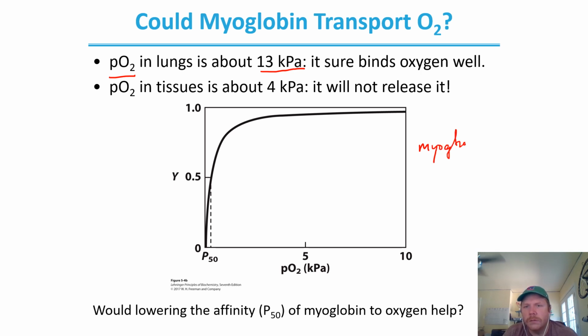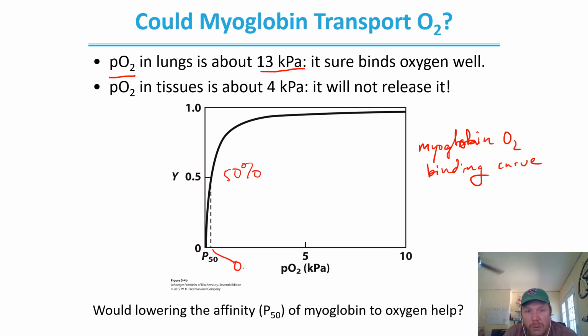myoglobin O2 binding curve, what we have is our P50. We're about 50% saturated at, let's call that, I mean, if we scaled this, that would be like 0.25 kPa, something fairly low. Now, the PO2 in the tissues is 4 kilopascals. Okay, so let's put those points on, imagining myoglobin.